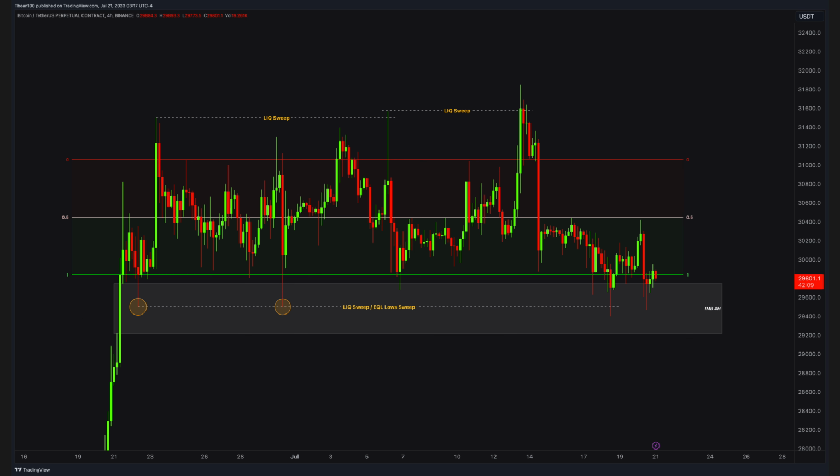Furthermore, we are currently in this large 4-hour imbalance. Here is the idea. Unless the price breaks this significant imbalance like this, I'm still overall bullish because major equal lows have been swept and still holding the imbalance. I will closely watch this imbalance.